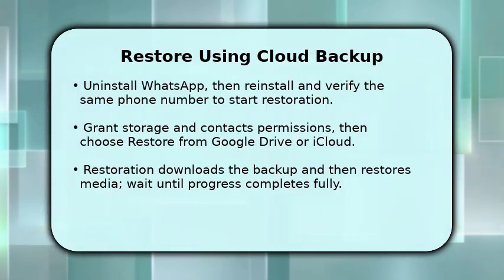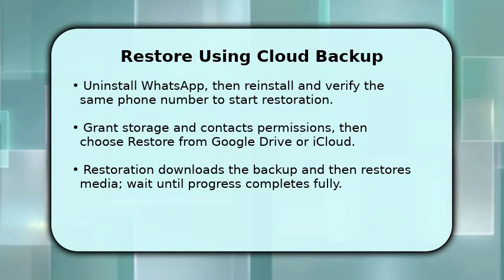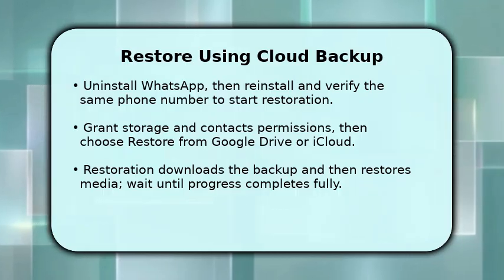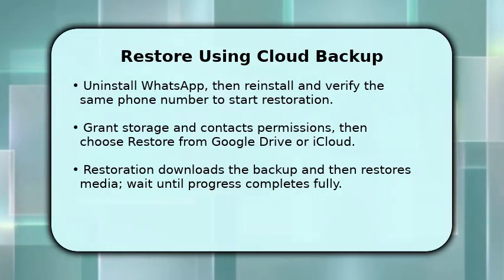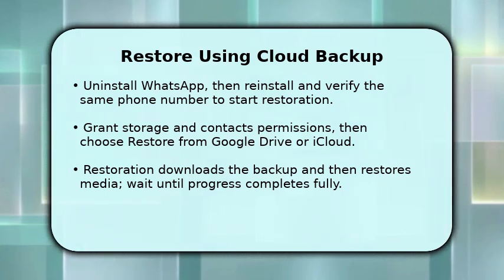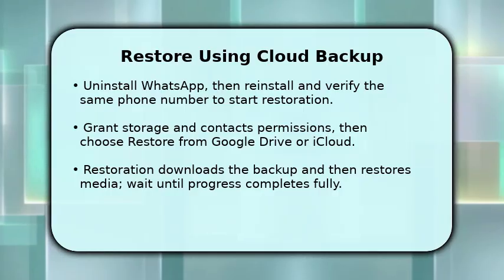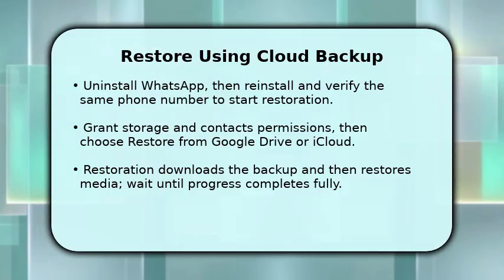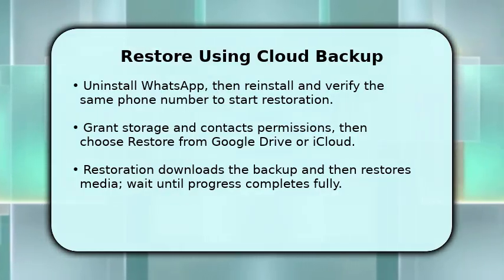When prompted, choose Restore from Google Drive or Restore from iCloud to download chat data. Wait patiently while WhatsApp downloads the backup and then restores messages and media files to your phone. Do not interrupt the process until the app signals completion of restoration.